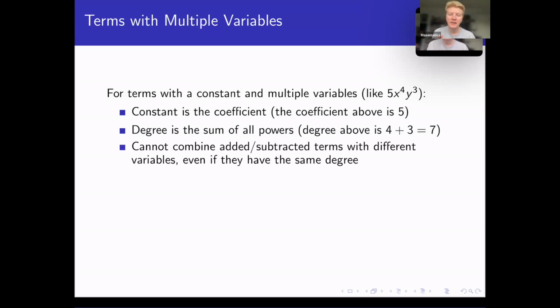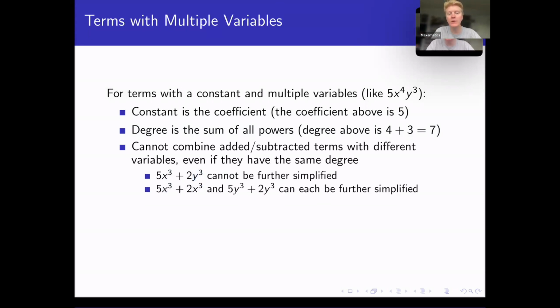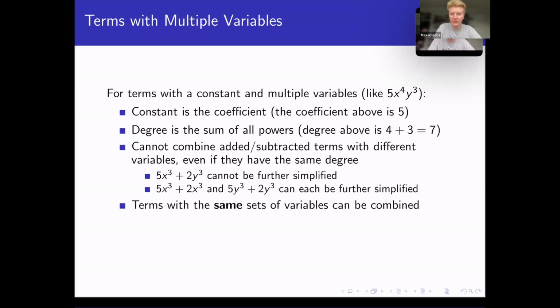We can't combine added or subtracted terms with different sets of variables, even if they have the same degree. If we want to combine them via addition or subtraction, they need to have the exact same set of variables with degrees. So for example, 5x cubed and 2y cubed, we can't simplify that because x cubed and y cubed are not the same set of variables and powers. However, 5x cubed and 2x cubed can be, 5y cubed and 2y cubed can both be simplified. But terms with the same set of variables can be combined.